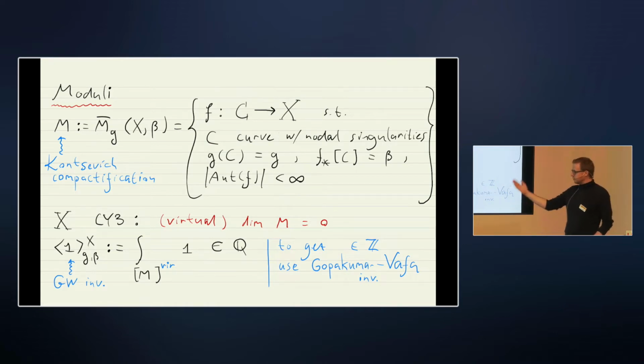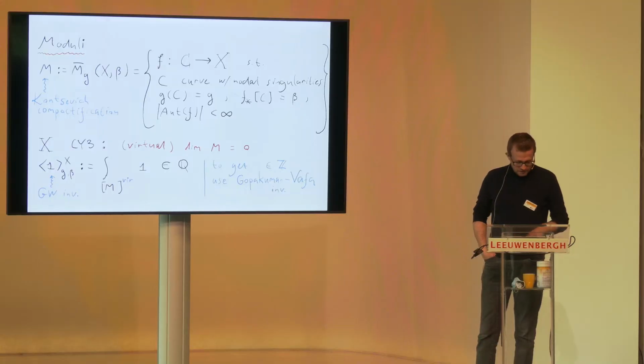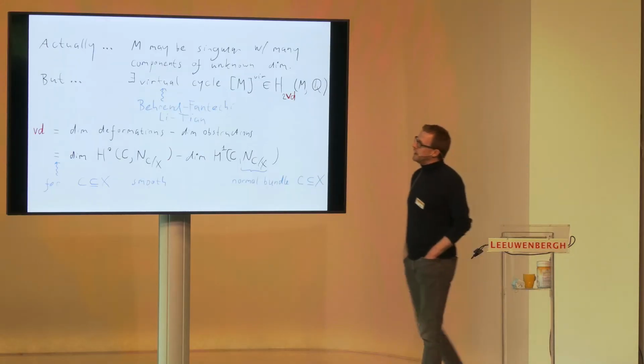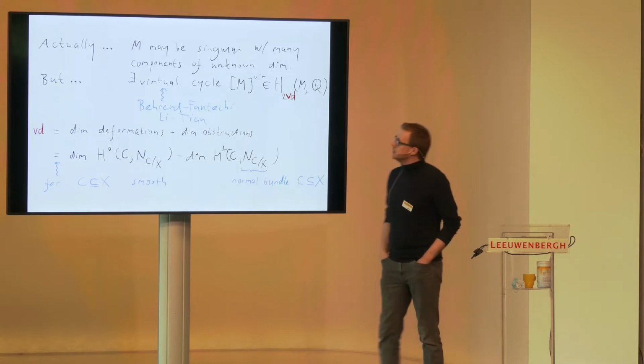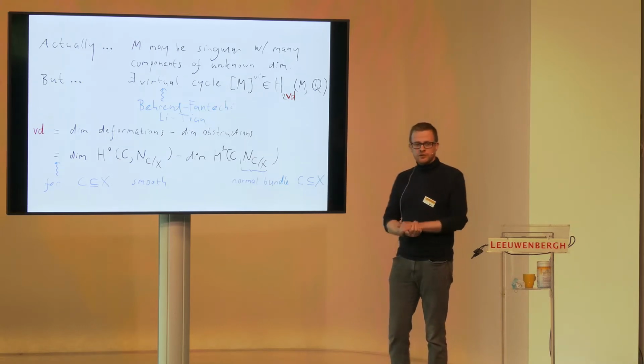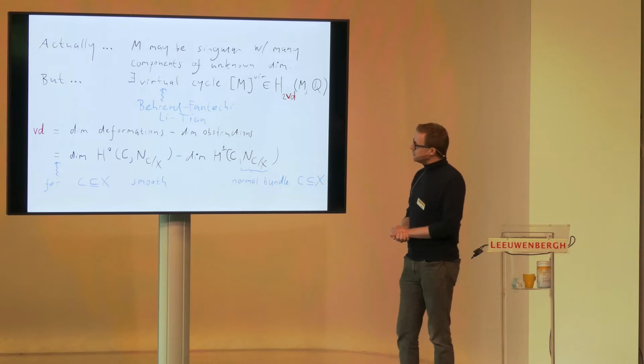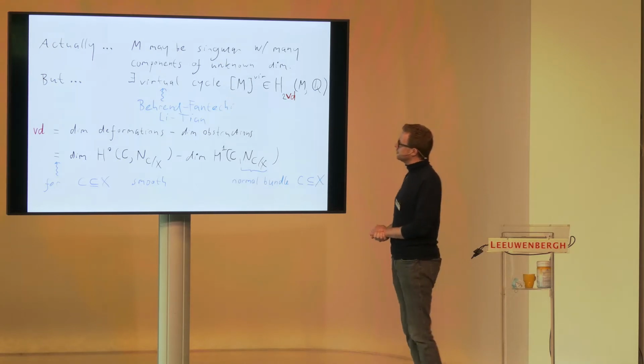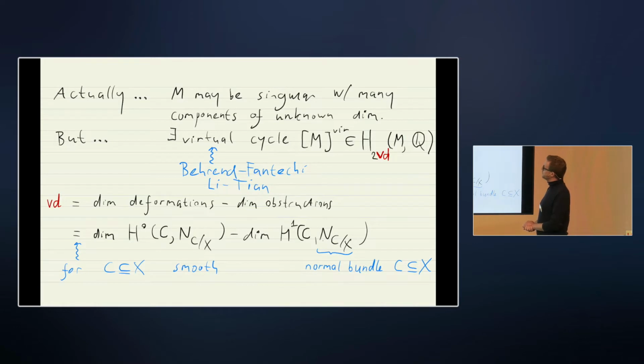Well, if you want to get integers, you have to deal with multiple covers, and you have to actually consider Gopakumar-Vafa invariants. But in reality, in general, on any X, this moduli space is horrible. It will be singular with many components. We don't know their dimensions. But in some sense, it doesn't matter because this horrible moduli space will have a class in homology which behaves as though the moduli space is smooth of the expected dimension. So this class in algebraic geometry was constructed by Behrend-Fantechi and Li-Tian.